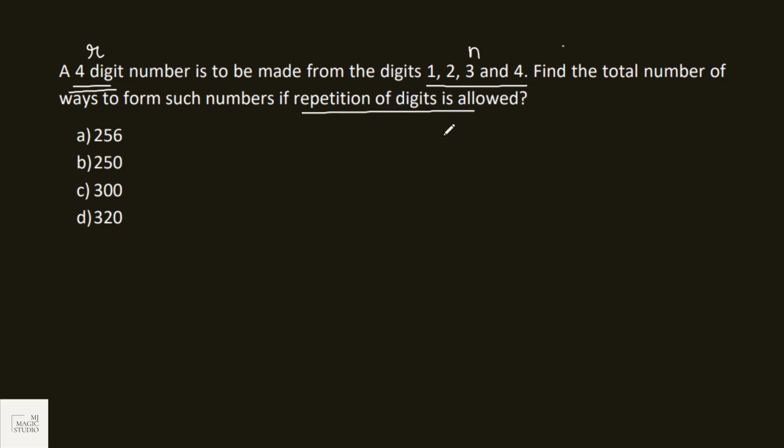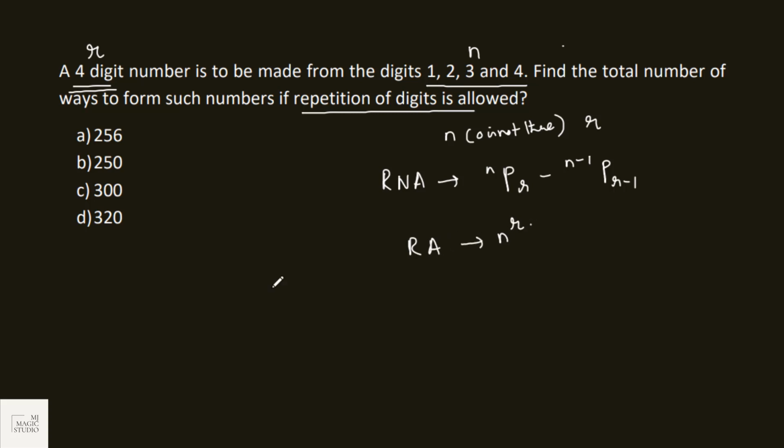We know the drill for this, that if we have got n digits where 0 is not present, and we need an R digit number, if repetition is not allowed, first of all, the formula is nPr minus (n minus 1)P(r minus 1), and if repetition is allowed, it is simply n to the power r.